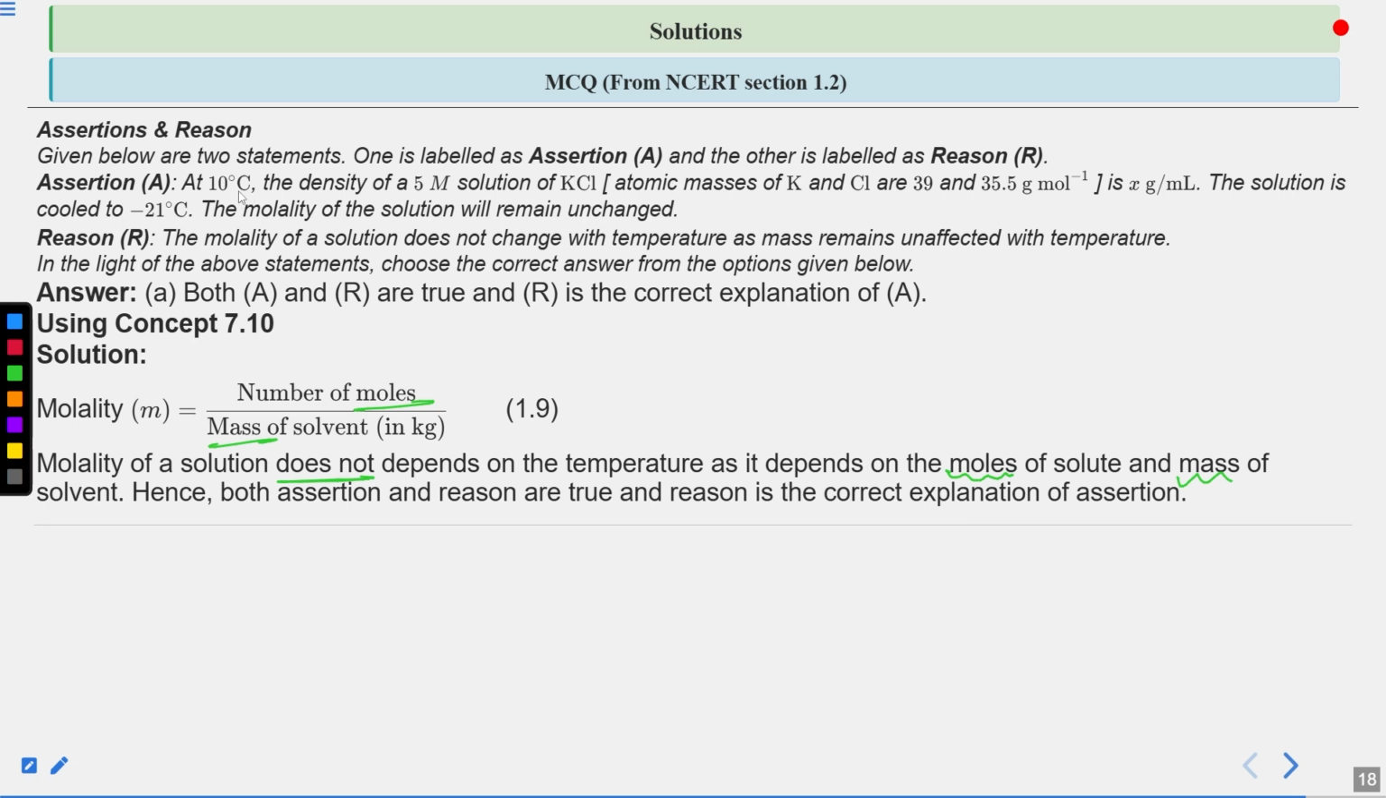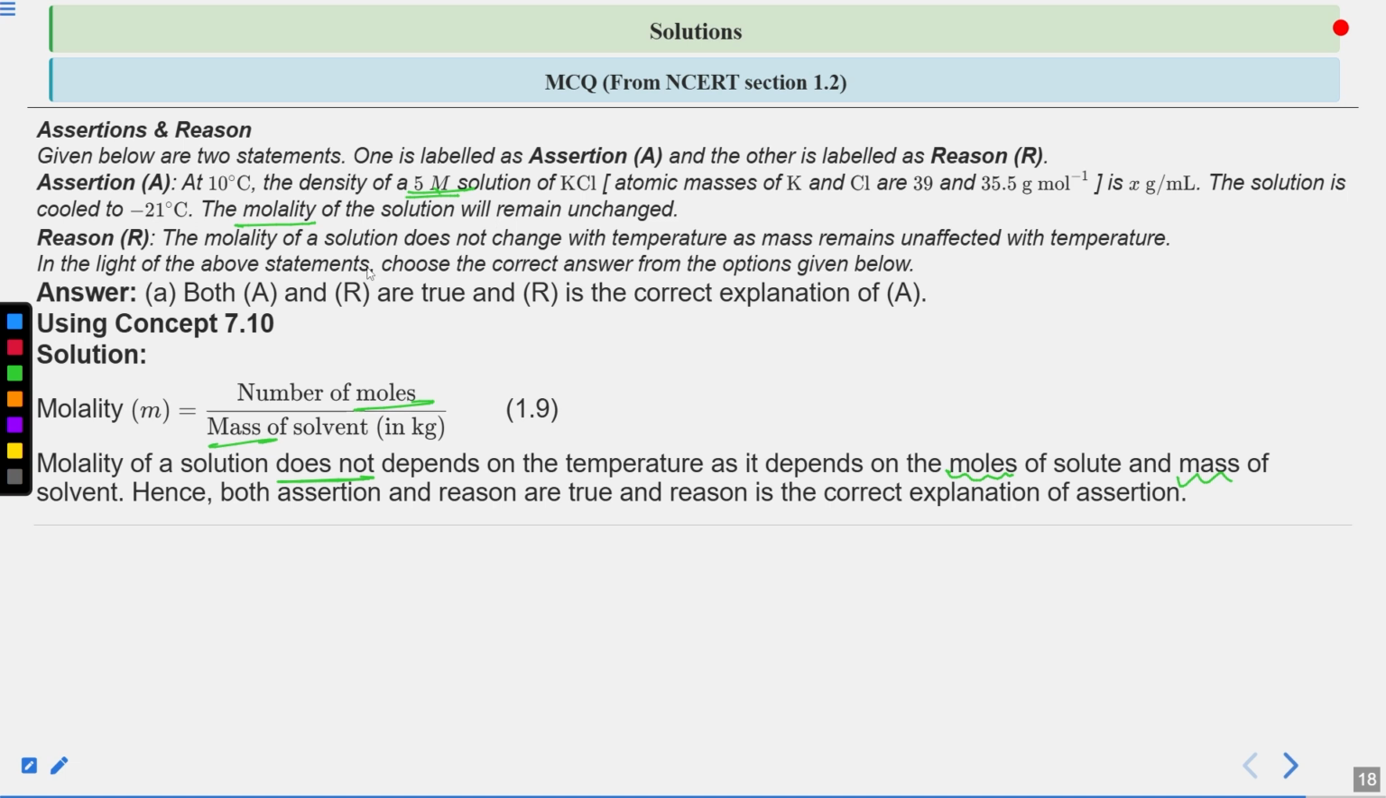Okay, so the assertion is that at a particular temperature, the density of some 5 molar solution is given. When you change the temperature, when you cool down the solution, the molality will remain unchanged. This is said by the assertion statement.